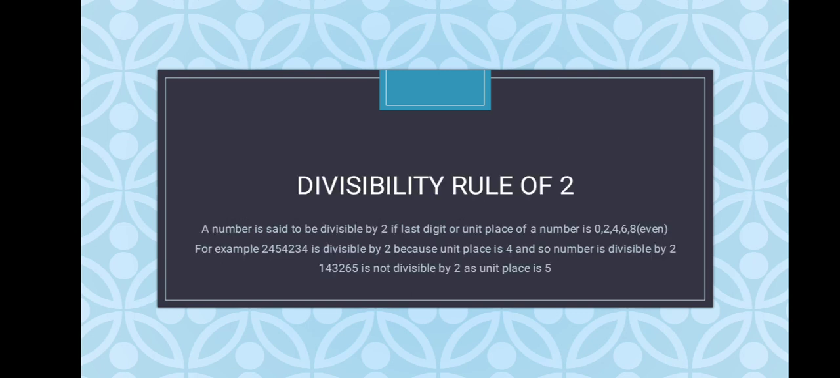Divisibility rule of 2. A number is said to be divisible by 2 if the last digit or the unit place of a number is 0, 2, 4, 6, 8. That is an even number. For example, the number 245234 is divisible by 2 because the unit digit is 4. Let us take one more example. 143265 is not divisible by 2 as the unit digit is 5 and 5 is an odd number.